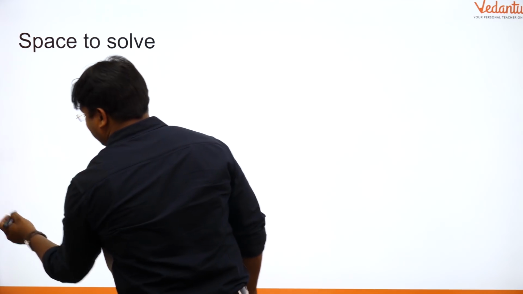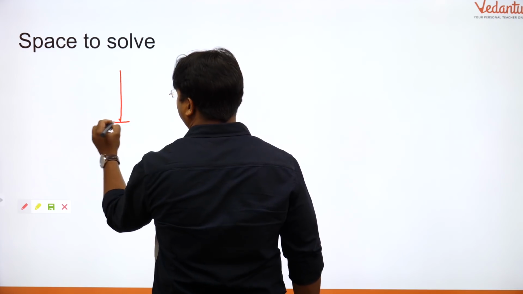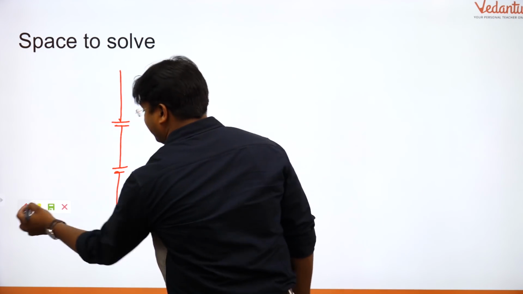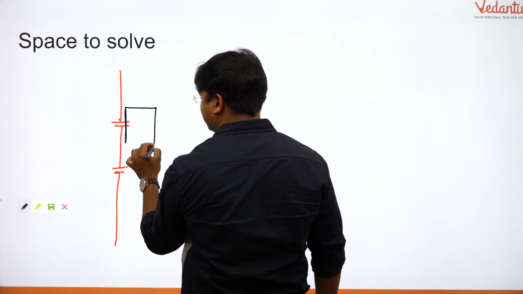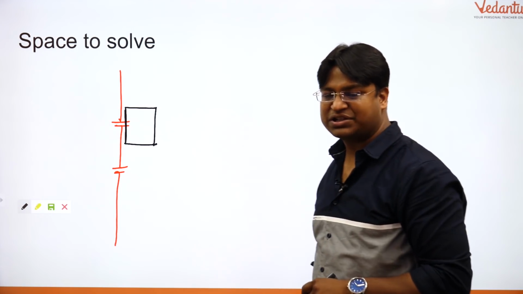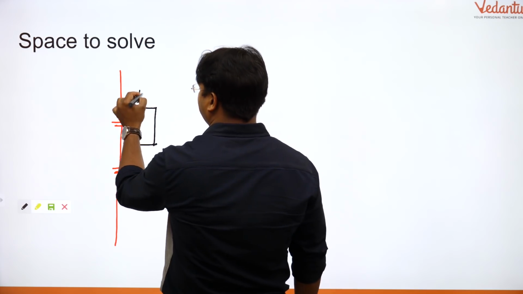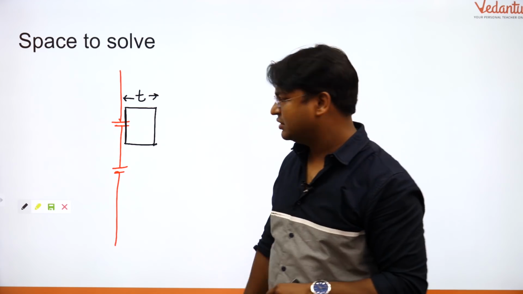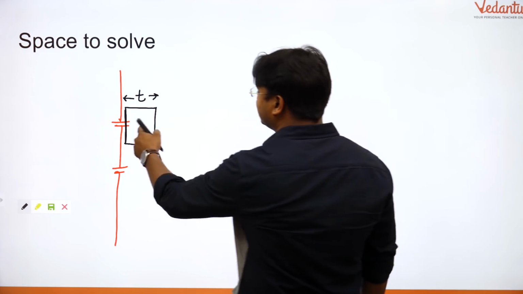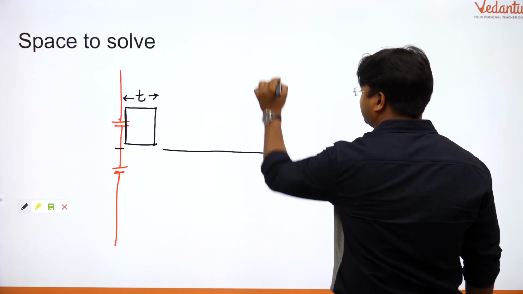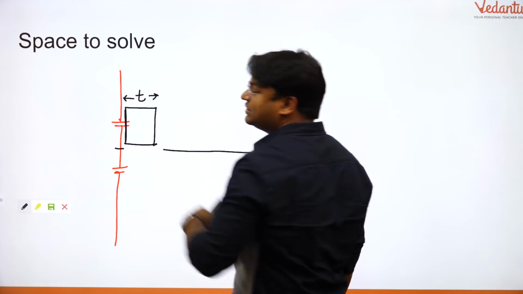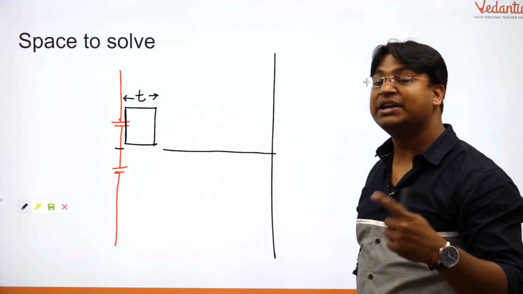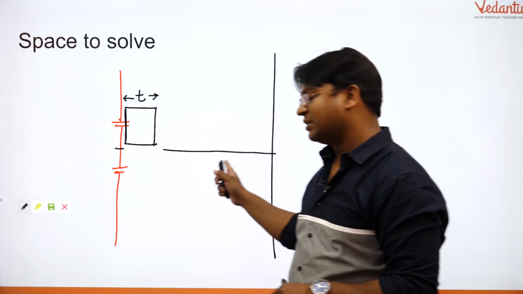Now the setup is like this. We have a regular YDSE setup. What we have done, we have placed a strip here, a piece of glass you can say, and the width was given to us. Because of this, the light coming from this slab will slow down a bit, and as a result it will reach the central point a little later as compared to the light that is coming from this.